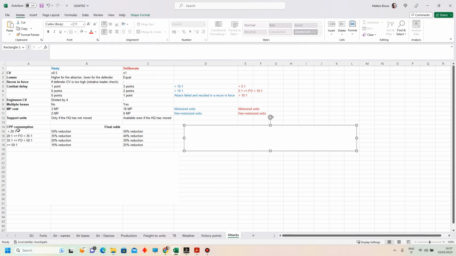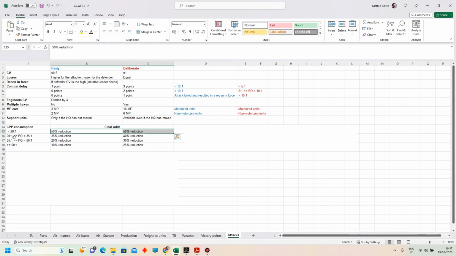And you see here, if the final odds is below 20, then you get a 50% reduction in both cases. If it's between or equal to 20 and below 35.1, you get a different percent of reduction. If it's equal or between 35.1 and 50, you get 20 and 30% of reduction, while if it's above 50, you get only a 10% reduction for hasty attacks and 25% reduction for a deliberate attack.